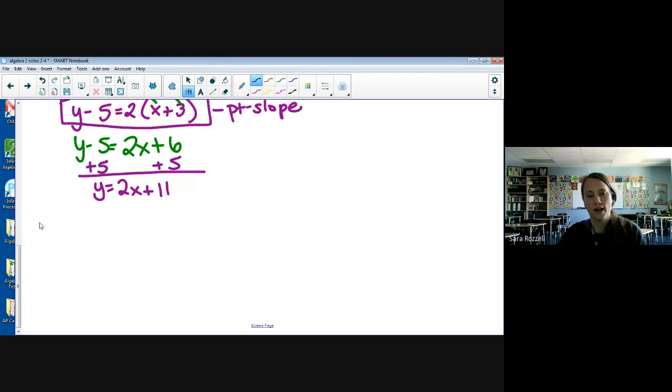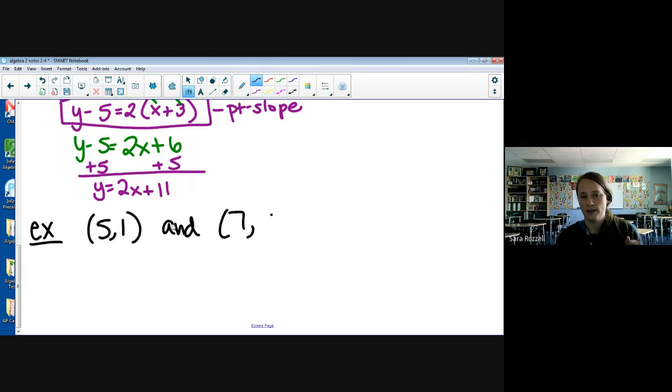All right, next, sometimes they just give us 2 points. So they want us to put something in point slope form, but they only give us the points. They don't give us the slope. So let's see what we need to do if that happens. So we're going to write an equation, and it goes through 5, 1, and 7, 9.